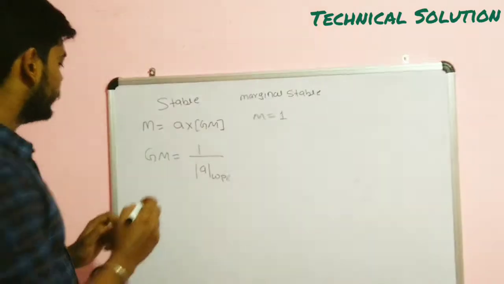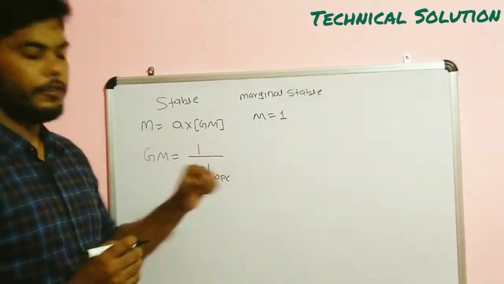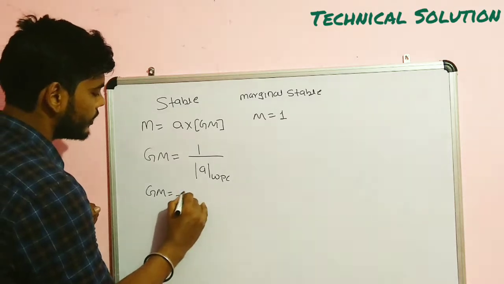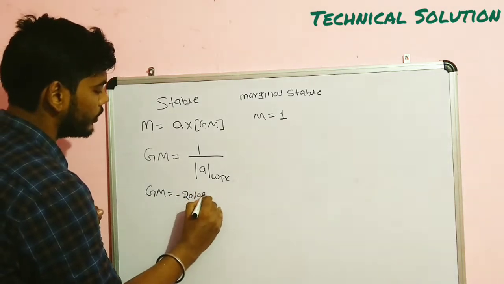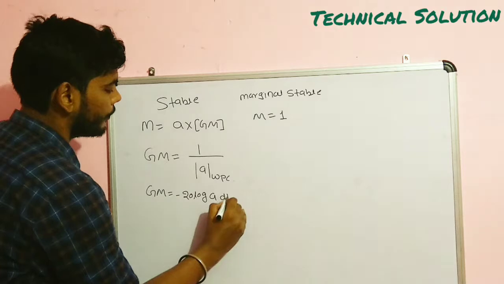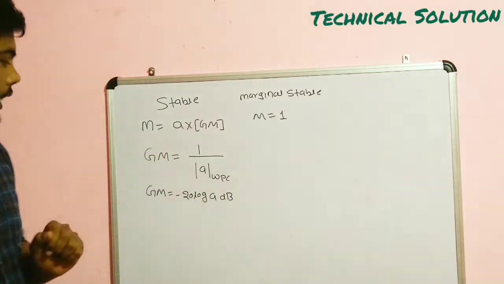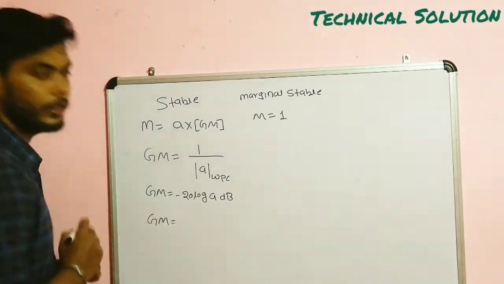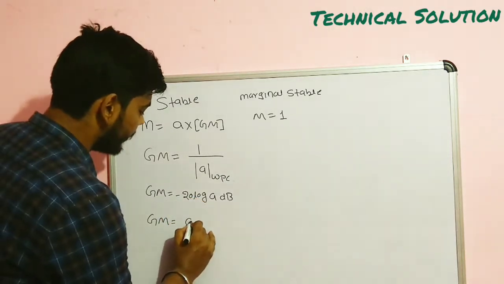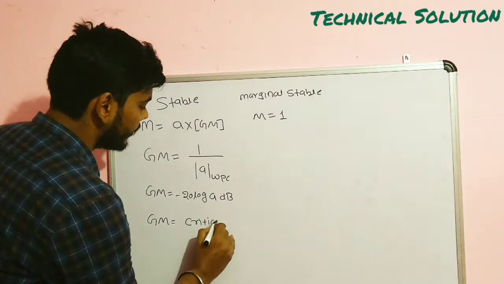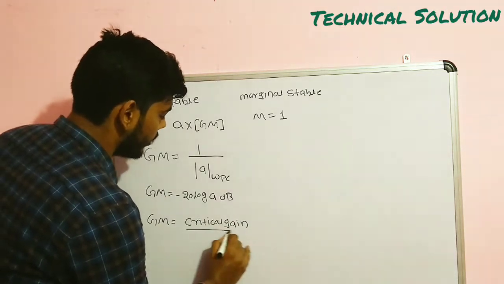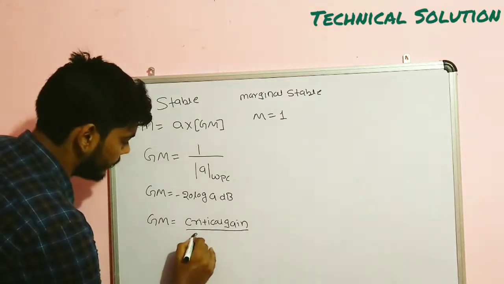When we convert gain margin in dB, the gain margin in dB is minus 20 log A. The gain margin can also be written in terms of critical gain upon given gain.